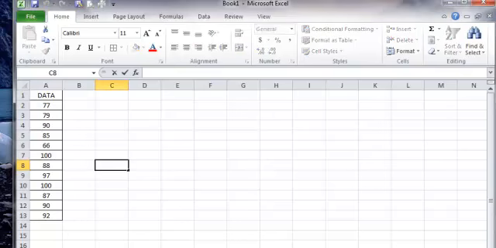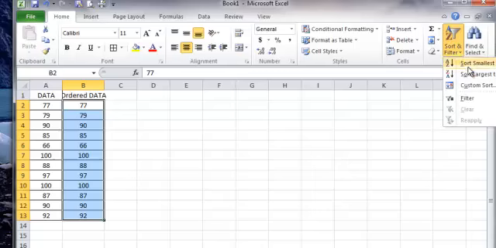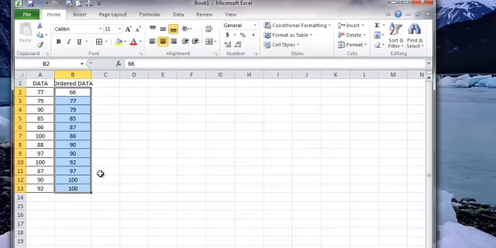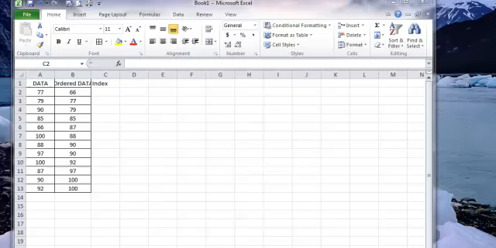Now I'm going to take this and sort it, smallest to largest. And so there's my sorted data. The next step is to show what the index of the data is.